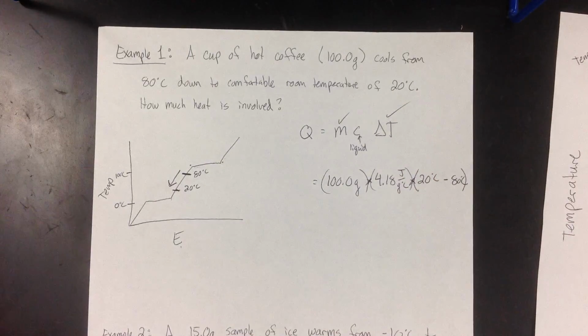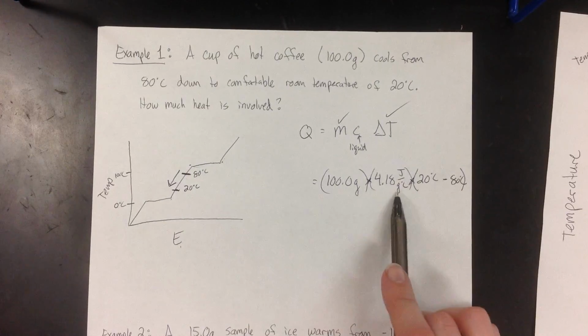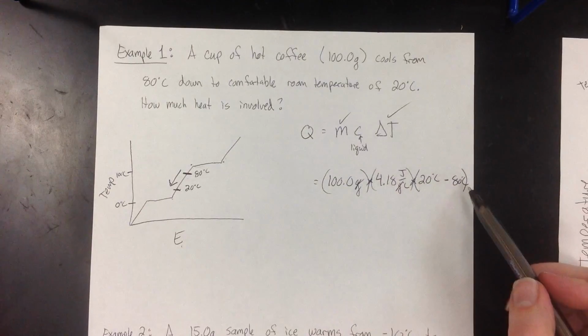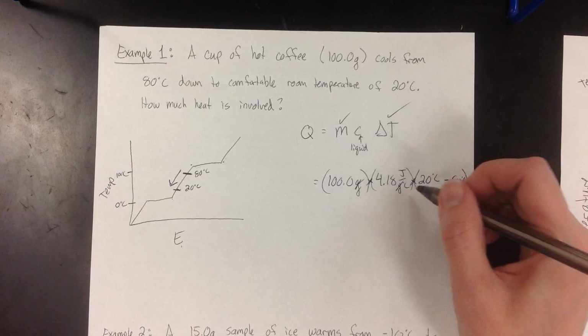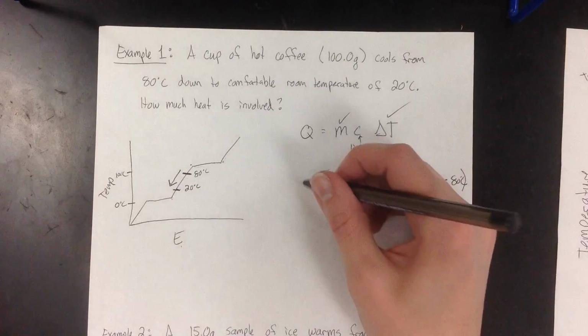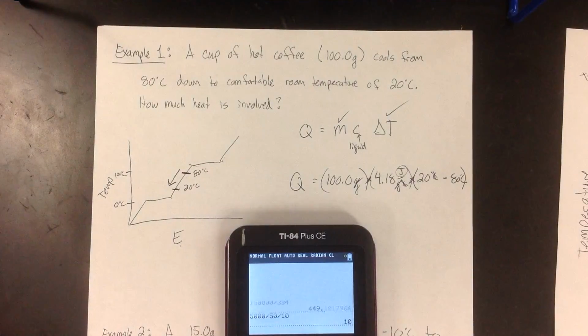Before I go further, let me just double check that all my units cancel. Right here I'm in grams, and here I've got grams on the bottom, so my grams would cancel. Here I've got degrees Celsius, and here I've got degrees Celsius, so that would cancel. Nothing else cancels. I'd be left with joules, which is a good thing because I'm trying to find heat, and heat is measured in joules. All right, now what I have to do is start plugging this in my calculator and solving.